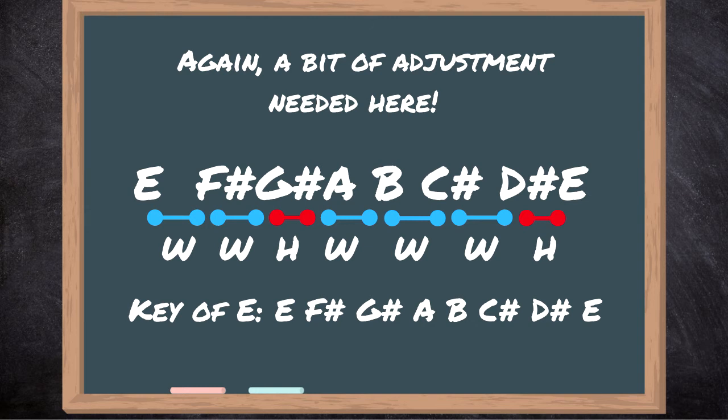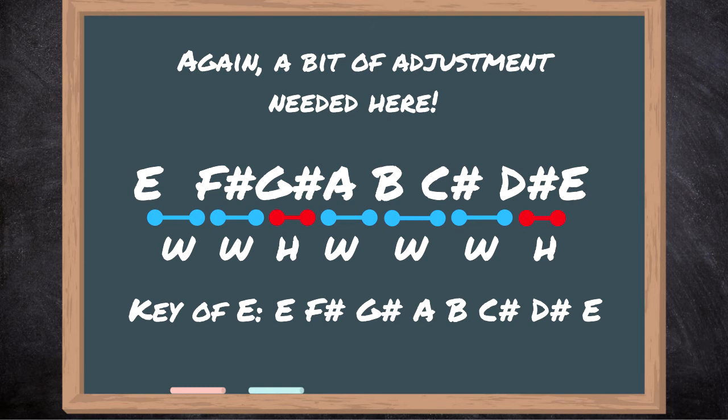So B to C sharp is a whole step. C sharp to D would be a half step. So we need to make the D a sharp, D sharp. And finally, D sharp to E would be a half step. So we got E to F sharp is a whole step. F sharp to G sharp is a whole step. G sharp to A is our half step.